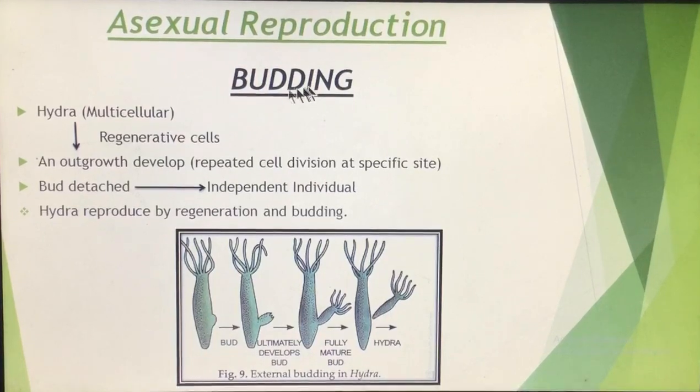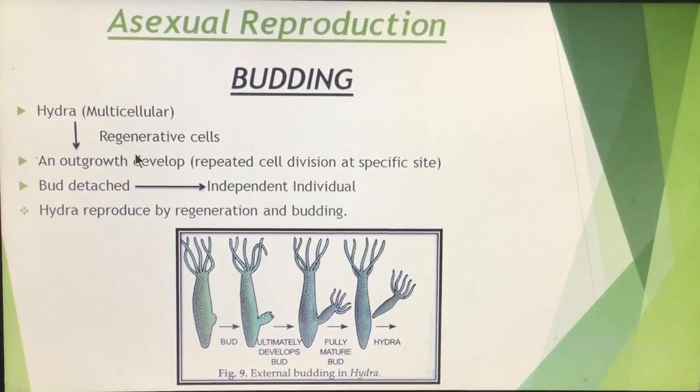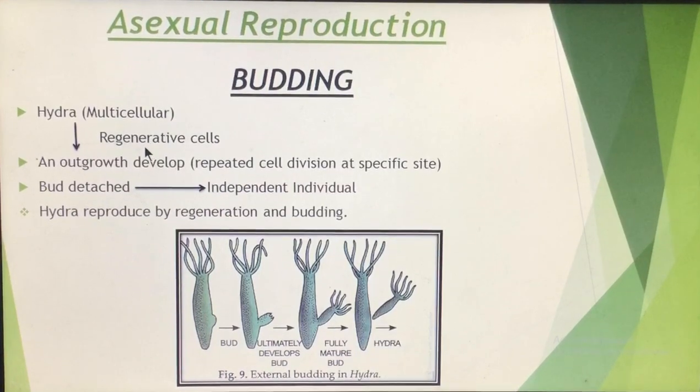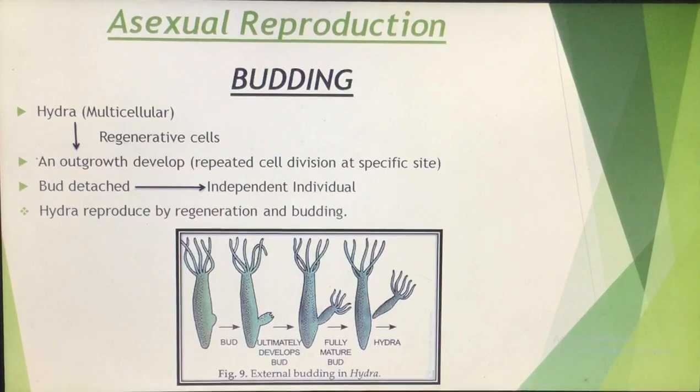Now budding also takes place in Hydra. Remember, in Hydra one type of asexual reproduction is budding and the other is fragmentation also. Hydra is a multicellular organism. Now in Hydra certain regenerative cells are present. These regenerative cells give rise to any type of cells, and as a result, from the regenerative cell a complete Hydra can be produced.